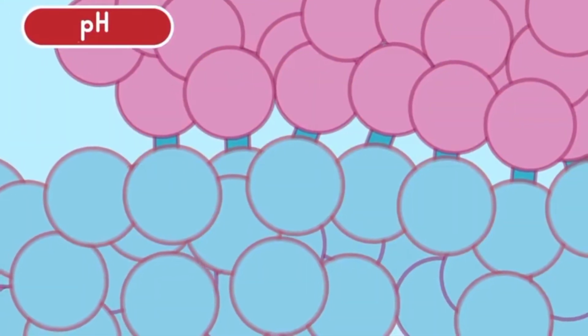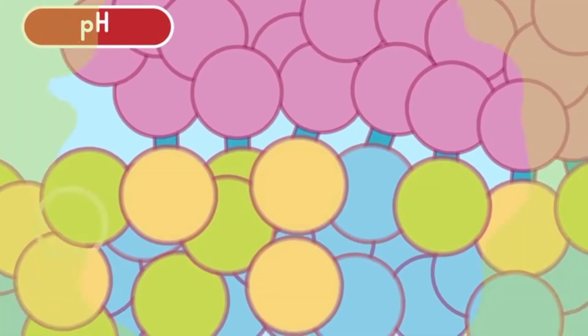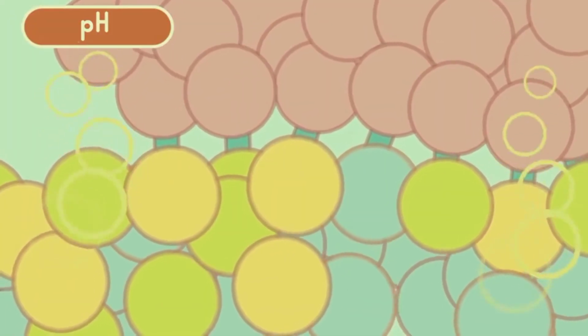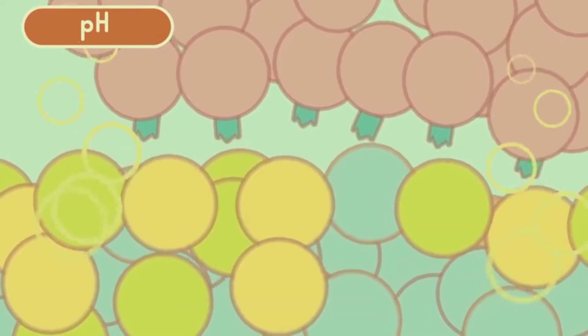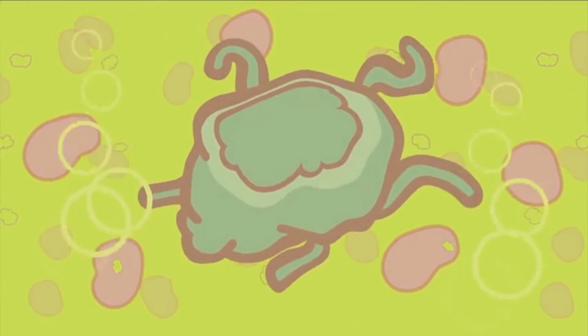pH. Amino acids present in the active site are acidic or basic. Fluctuation in pH can affect these amino acids, making it hard for substrates to bind. Extreme pH values can denature enzymes.